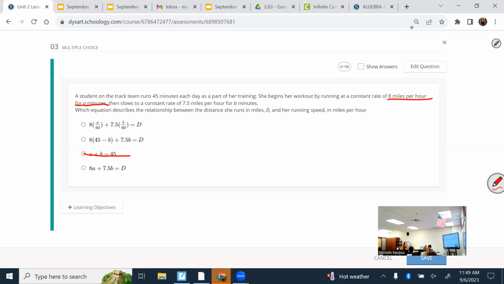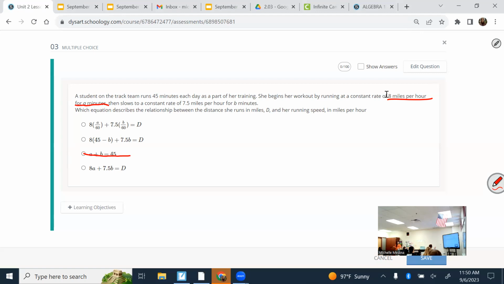Now that you have to watch out for, because the speed is in miles per hour, but the variable is in minutes. So you either have to convert this to minutes, which it doesn't look like they did in any of them, or convert the minutes to hours. Do you know how to do that? To convert the minutes to hours? How many minutes are in an hour? 60.